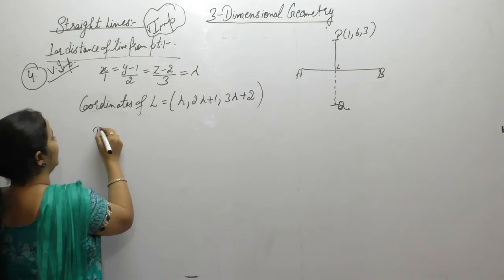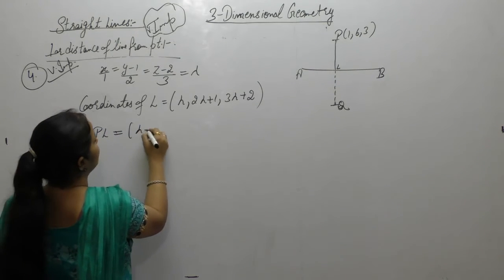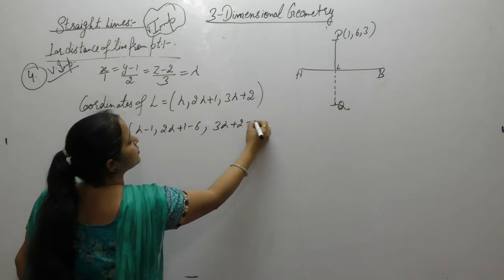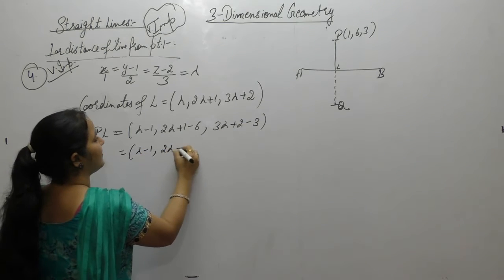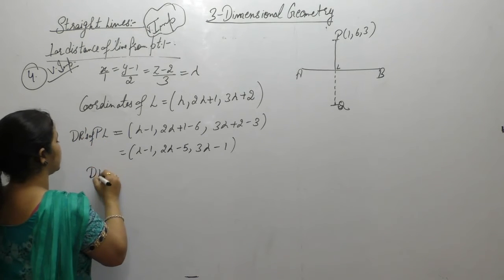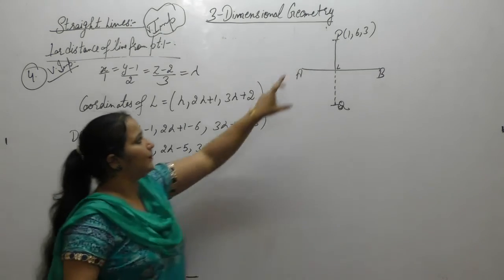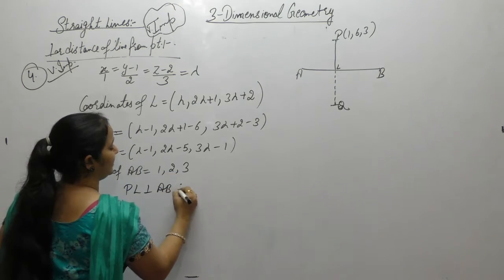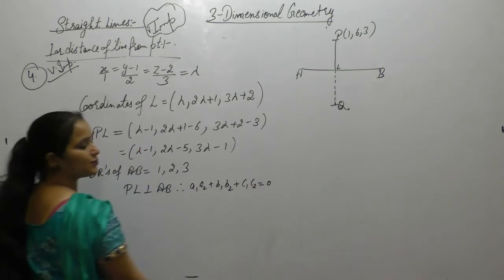Now we want to find the direction ratios of PL, which are proportional to lambda minus 1, 2 lambda plus 1 minus 6, 3 lambda plus 2 minus 3. That is lambda minus 1, 2 lambda minus 5, 3 lambda minus 1. Now the direction ratios of line AB are 1, 2 and 3. Now PL is perpendicular to AB. Therefore, a1 a2 plus b1 b2 plus c1 c2 is equal to 0.